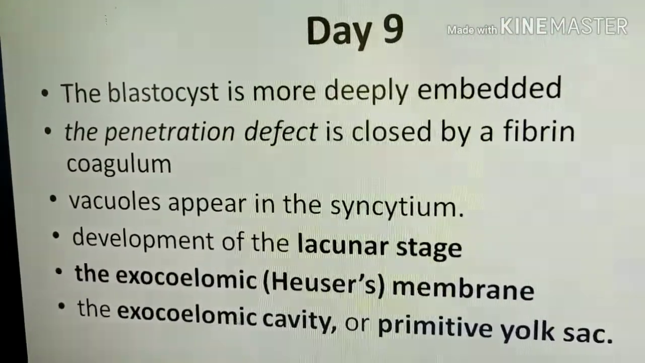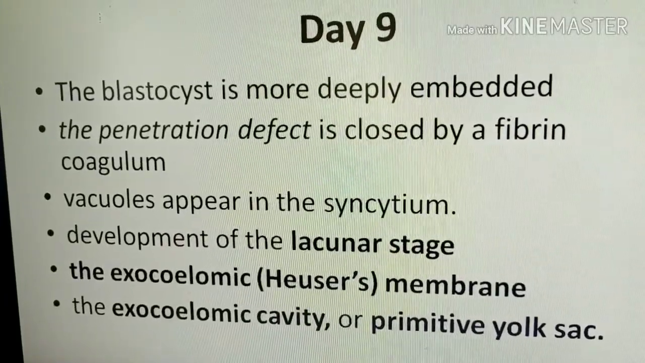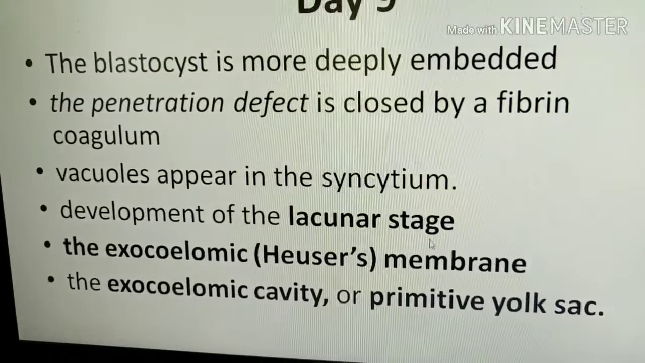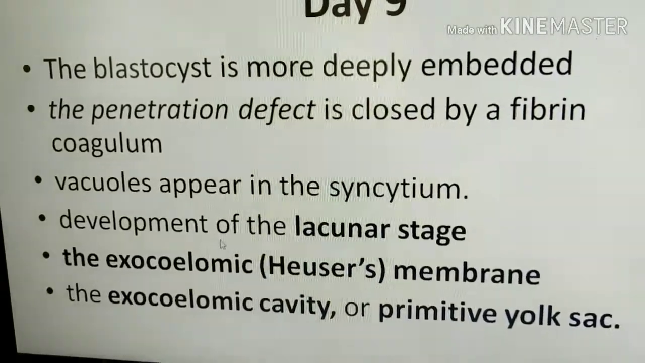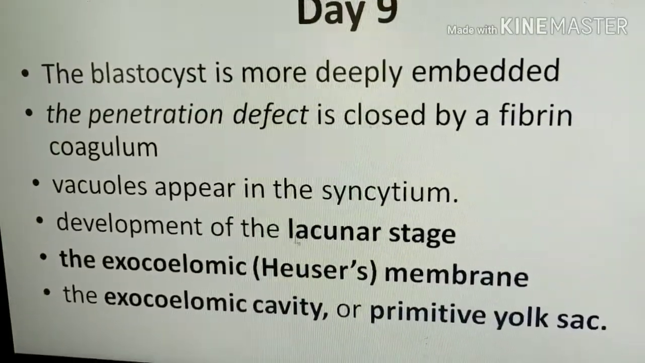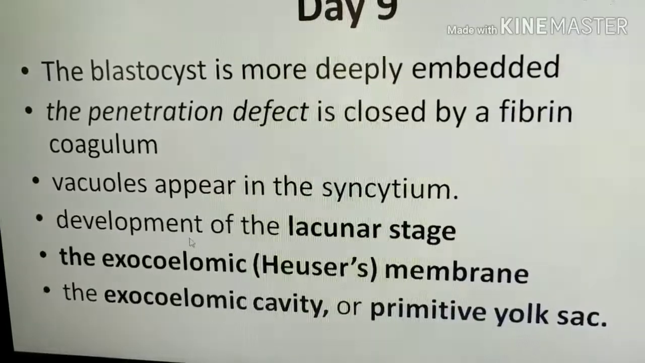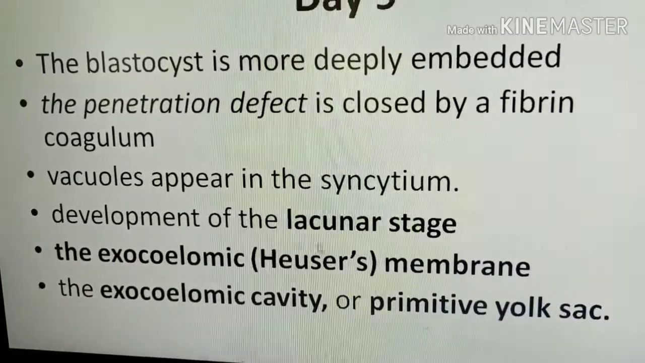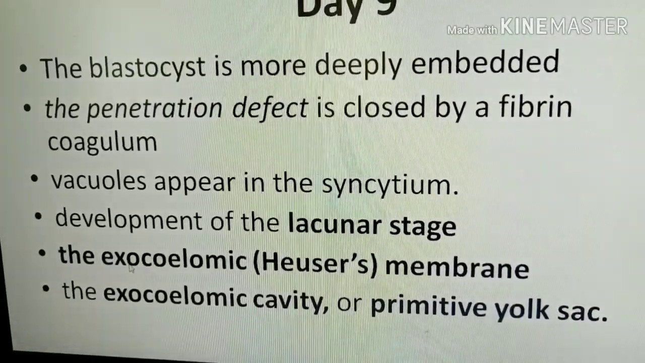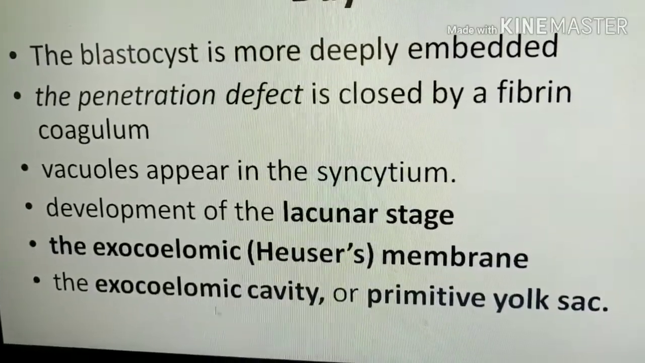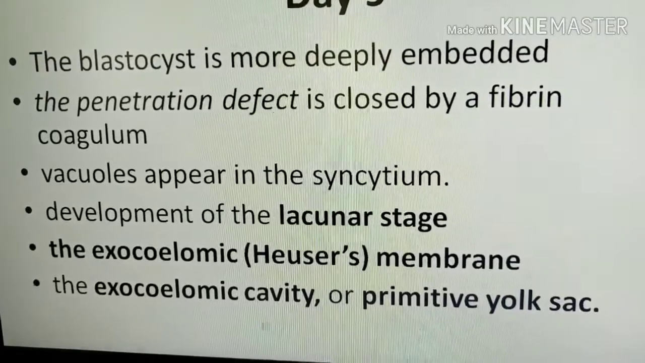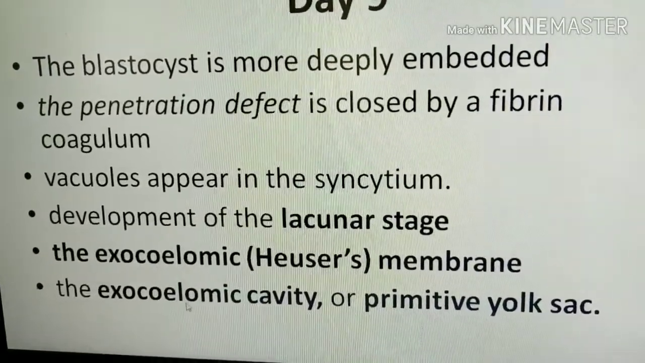Now to summarize day 9. The blastocyst is deeply embedded, the penetration defect is closed by a fibrin plaque, vacuoles appear in the syncytium and fuse with each other to form the lacunar stage, and the exocoelomic or Heuser's membrane appears, forming the exocoelomic cavity or primitive yolk sac.